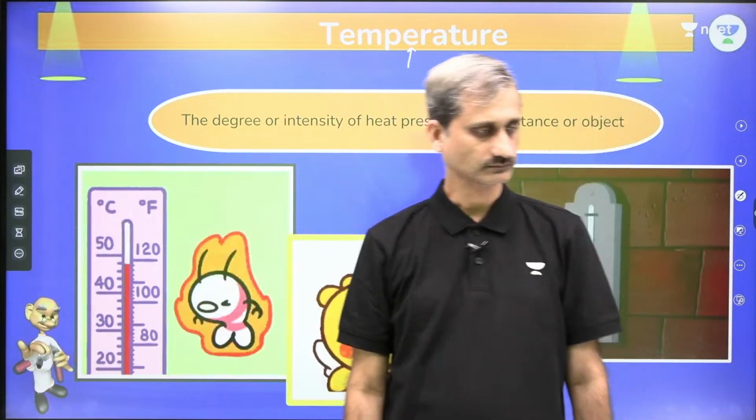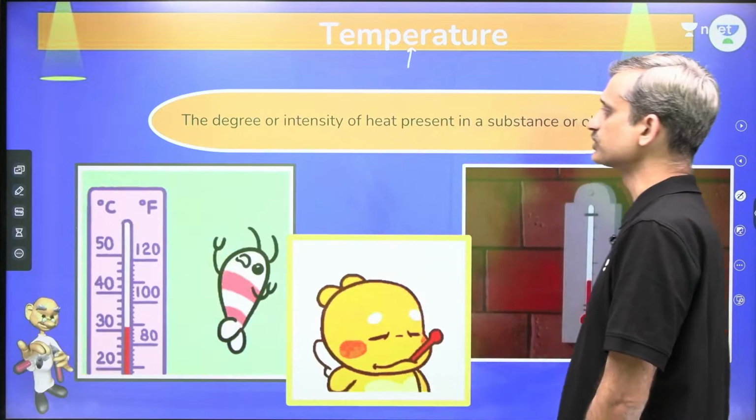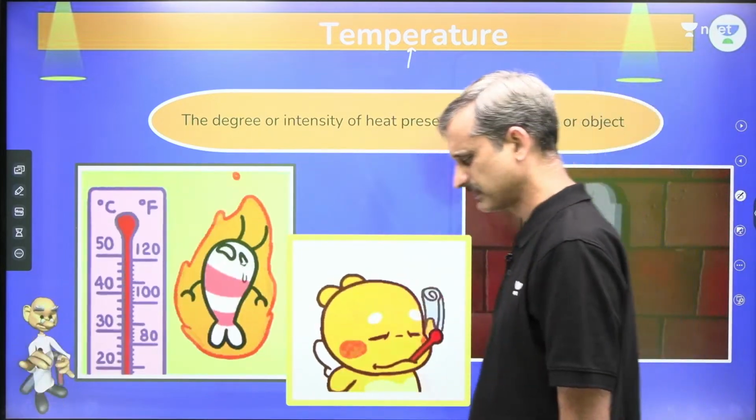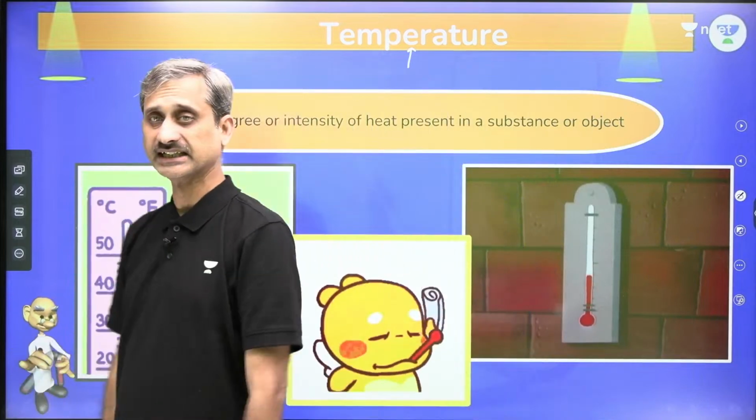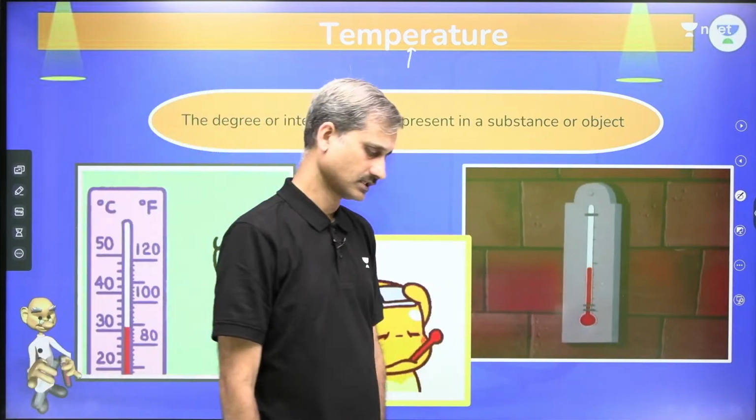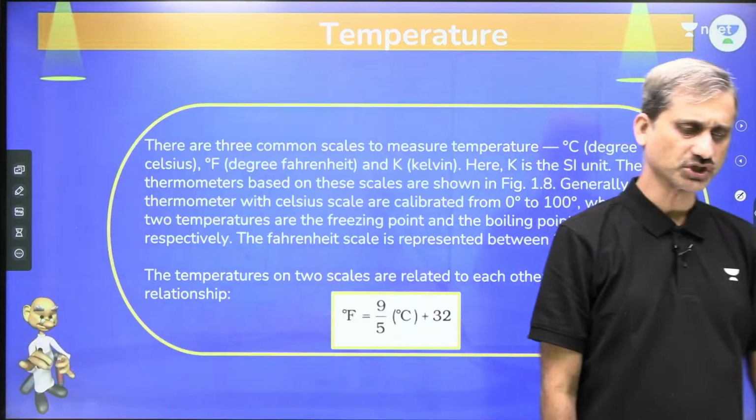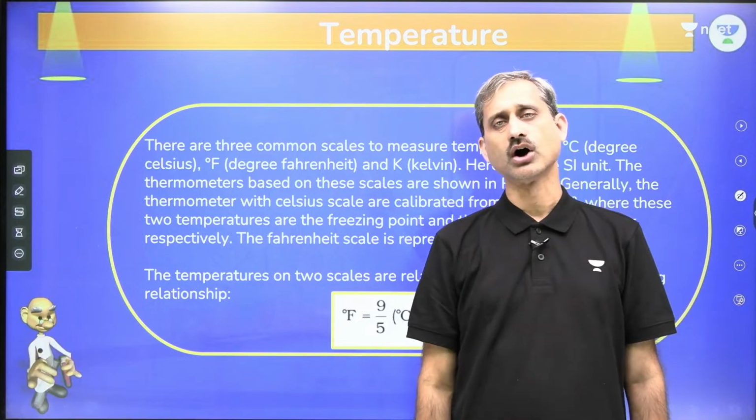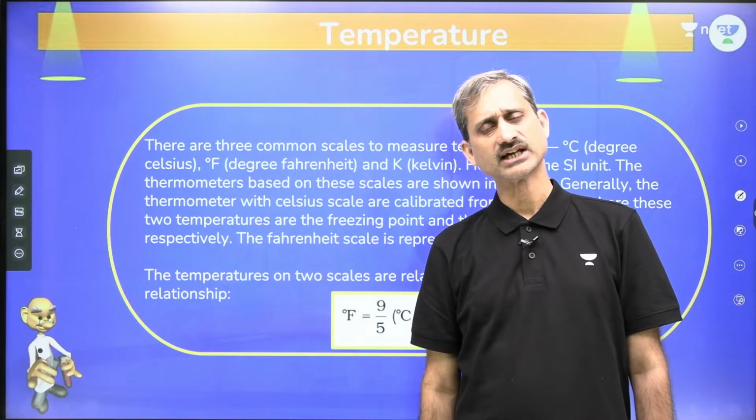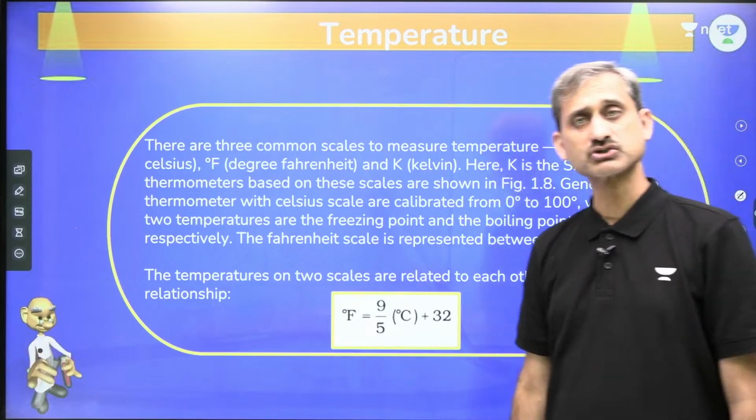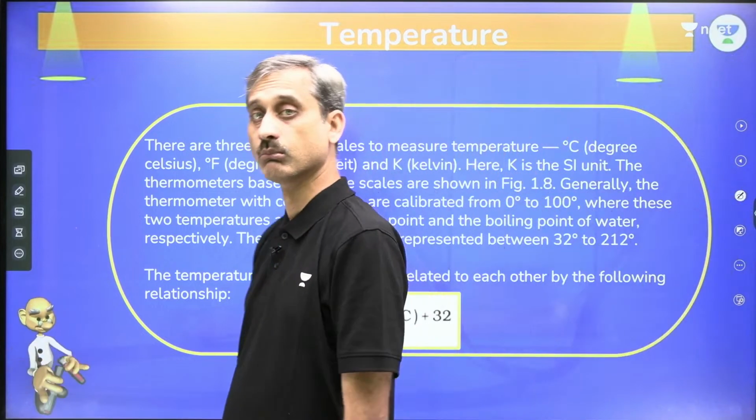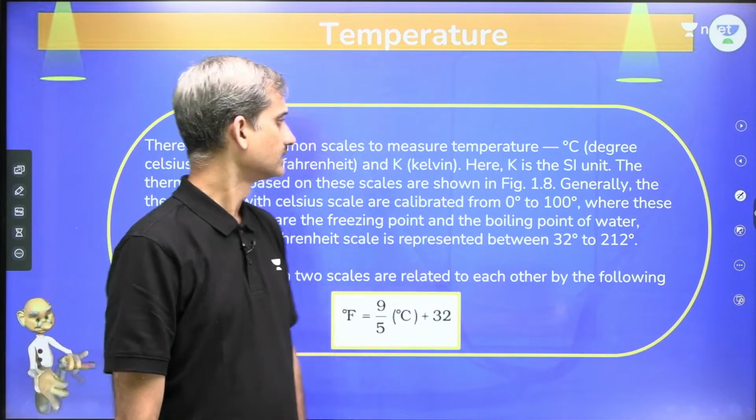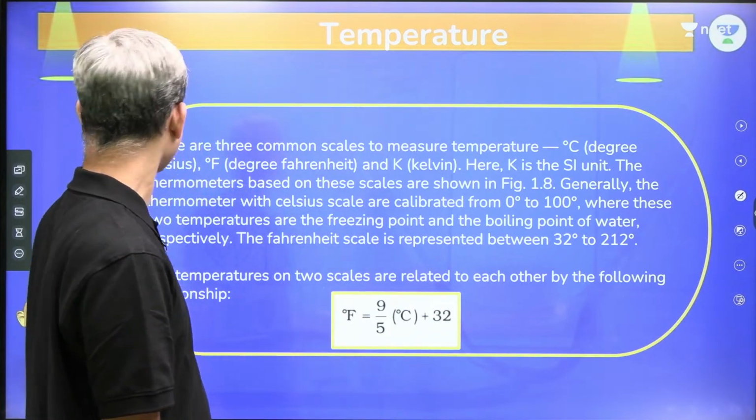Well, when we talk about this word temperature, this is the degree or intensity of heat present in a substance or object. Many times we had to define it as the degree of hotness and coldness of a body. But temperature is actually the measure of average kinetic energy of the particles. More is the temperature, more would be the average kinetic energy of the particles. Is this clear? So that is what we have as the average kinetic energy.